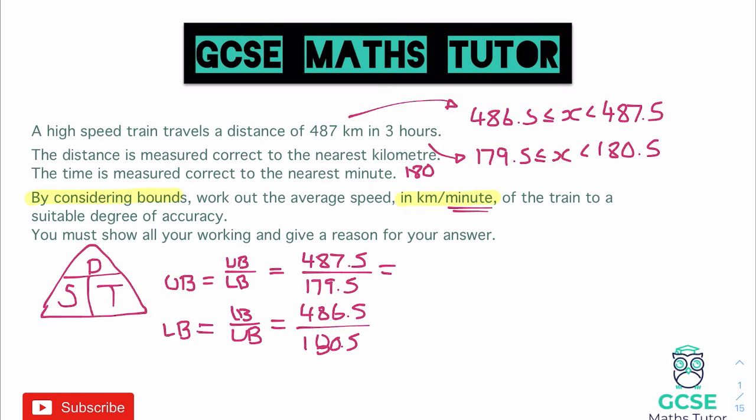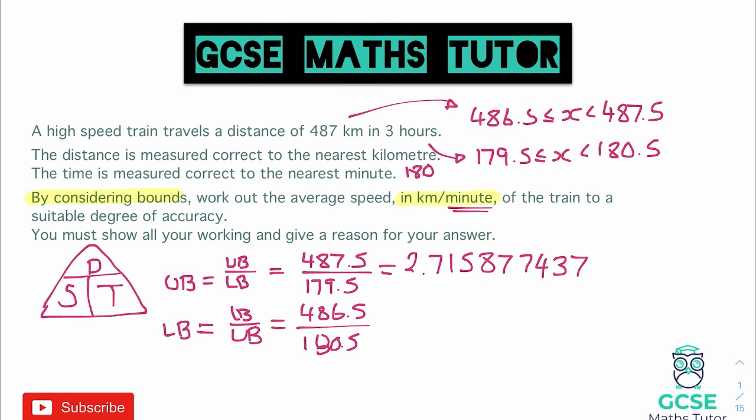So let's work these out. For the first one, pressing my fraction button, or you could just type it as a divide, 487.5 divided by 179.5. There we go, and we get a lot of decimals. So we have 2.715877437. For the other one, let's see what we get for that.